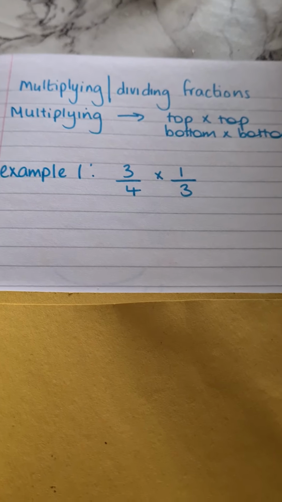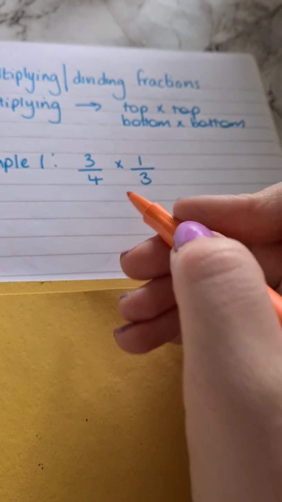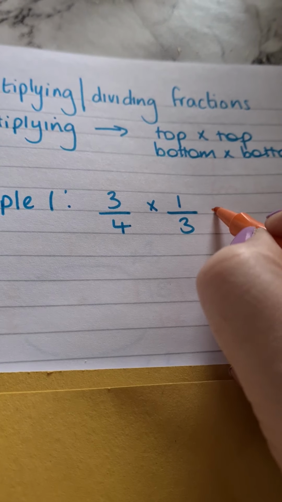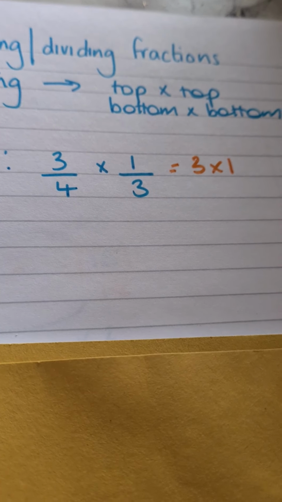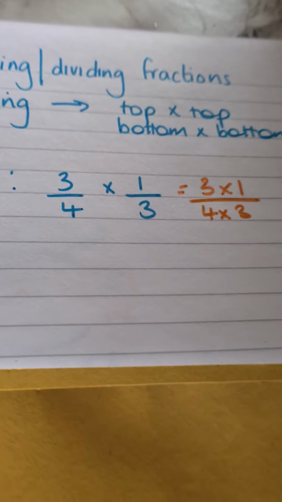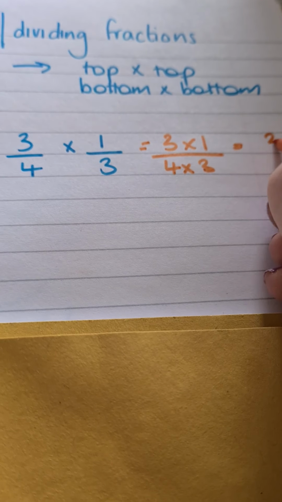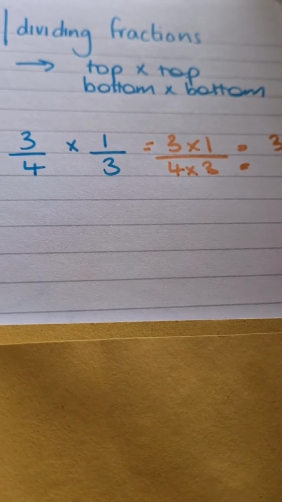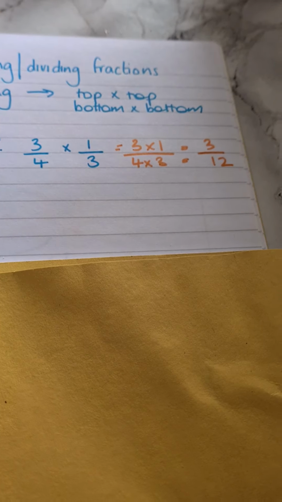So our little example, 3/4 multiplied by 1/3. And it is as simple as 3 multiplied by 1 and 4 multiplied by 3. Now, 3 times 1 is 3. 4 multiplied by 3 is 12. So we have an answer of 3/12.